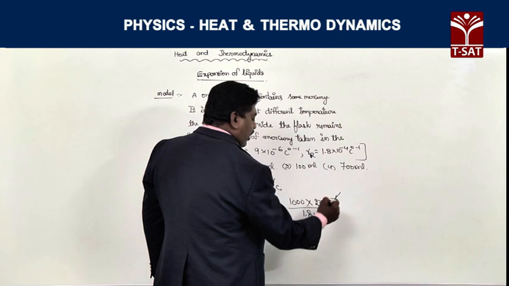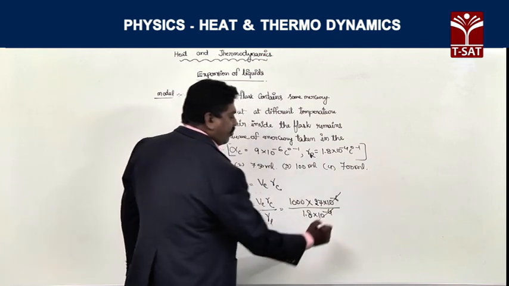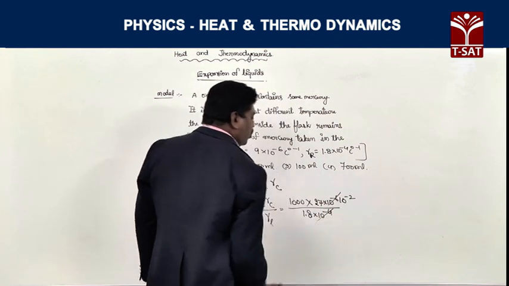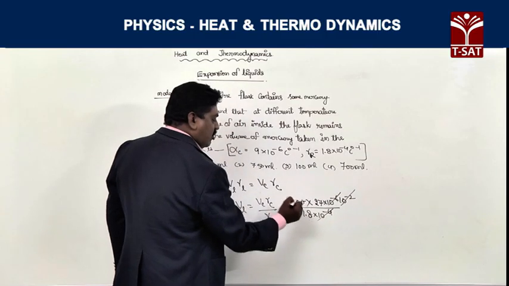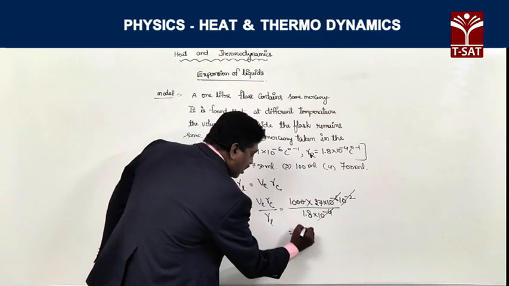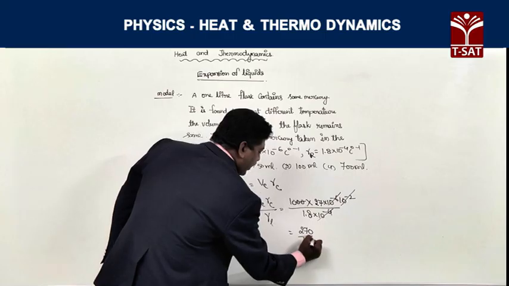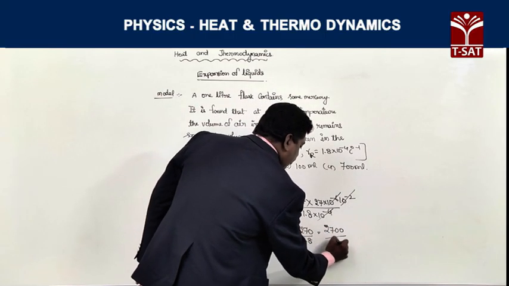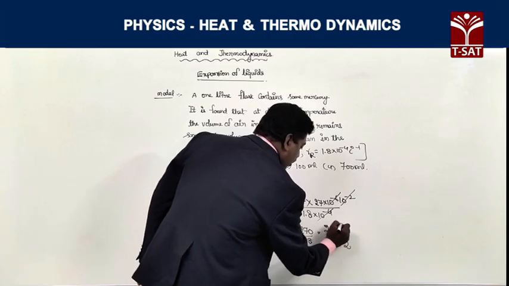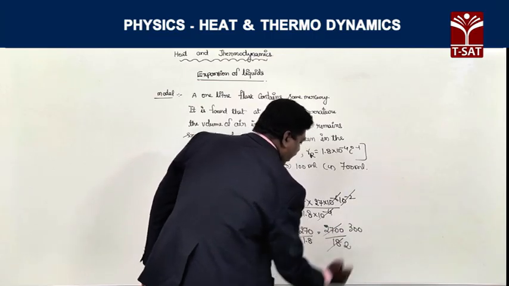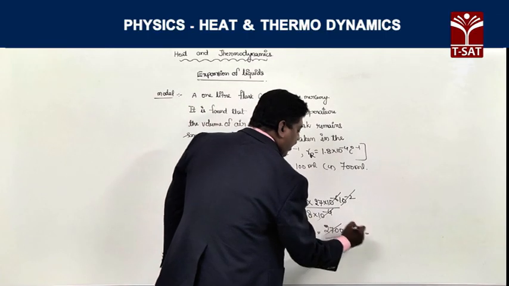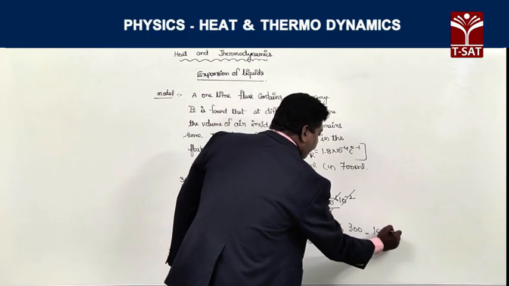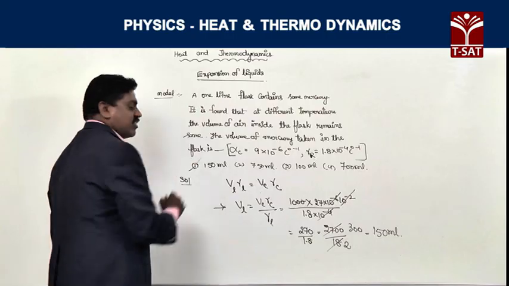Then cancelling 10 power minus 4 with 10 power minus 6, we remain with 10 power minus 2. 10 power minus 2 cancels off with 2 zeros. Then we have 270 by 1.8, or 2700 by 18. 9 twos are 18, then we have 9 300s. 300 by 2 will give us 150 ml, which is our first option.